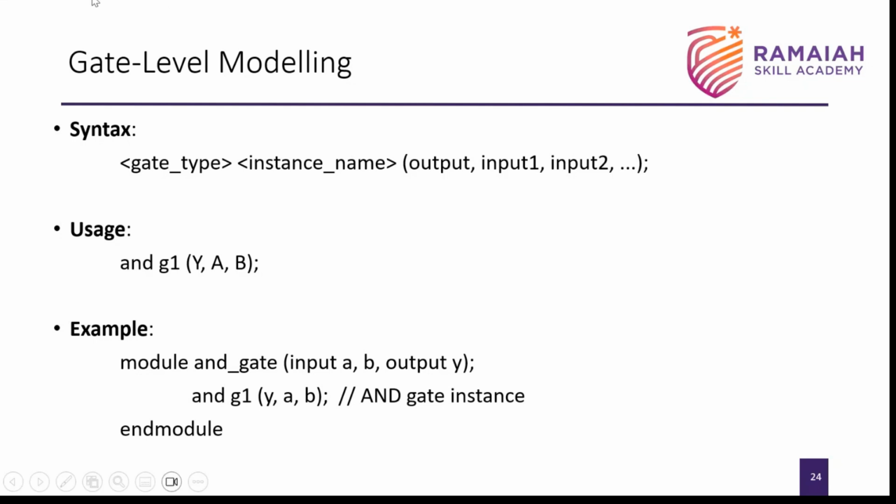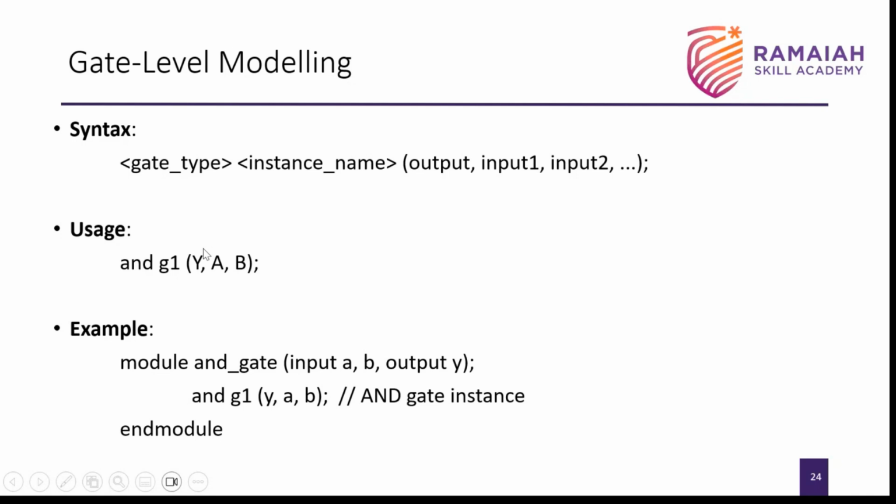So this is the syntax of gate level modeling. What is the gate type that you're going to design? You have to give some name to that gate, and then the output and input of that gate. This port list is very important because the output always comes first, followed by the inputs. Here I'm deciding on an AND gate. The gate name is G1. This is as per your interest. You can give G1, G2, A1, A2, anything.